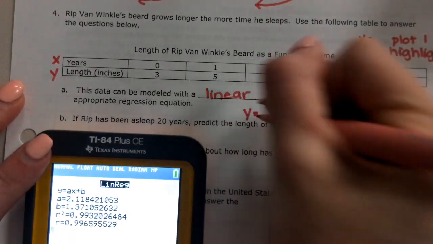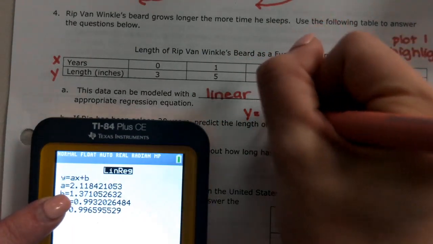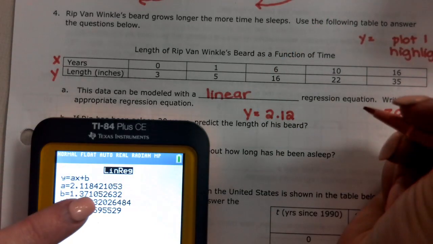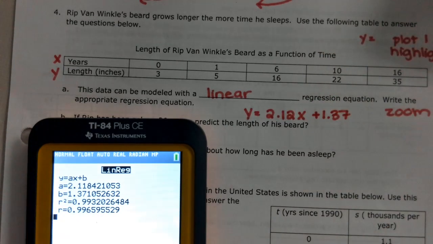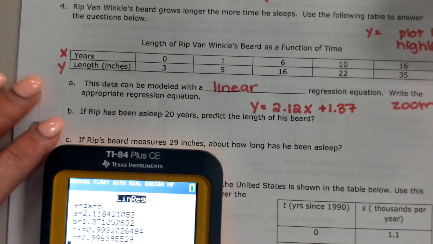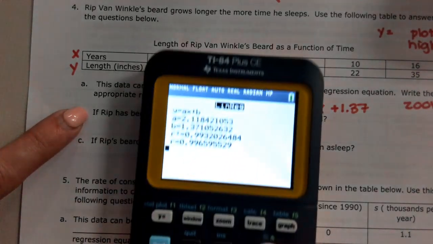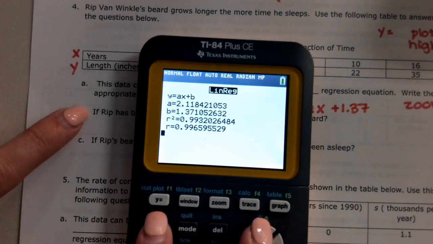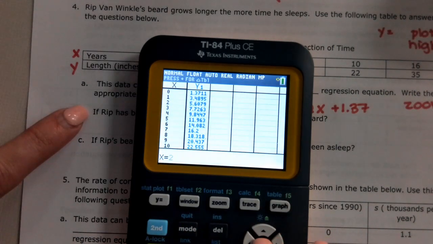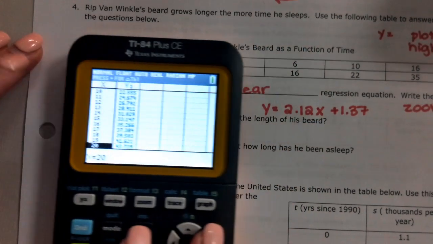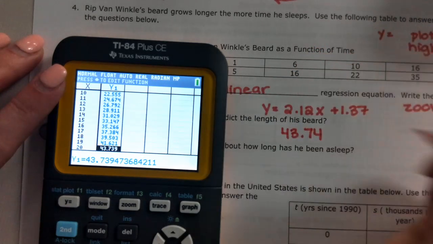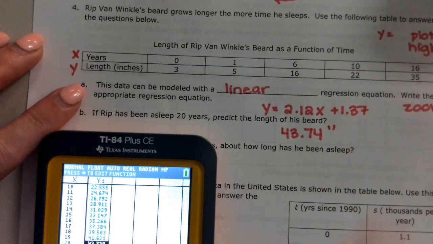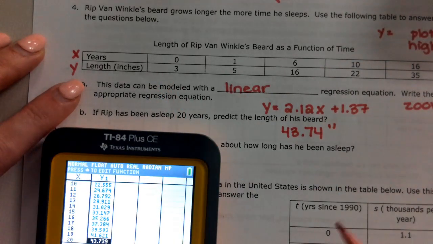So it would be Y equals, my A value is 2.12, because the 1 would round up, X plus 1.37. If Rip has been asleep 20 years, predict the length of his beard. So this is where storing it is going to help us. If we go to second graph, we can see after 20 years how long his beard is. So after 20 years, it is 43.74 inches. And I know that it's inches looking here at my Y table.